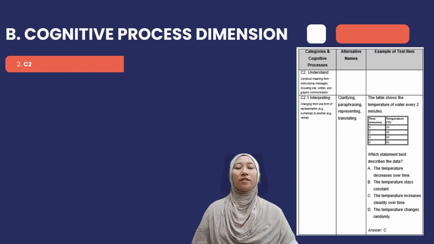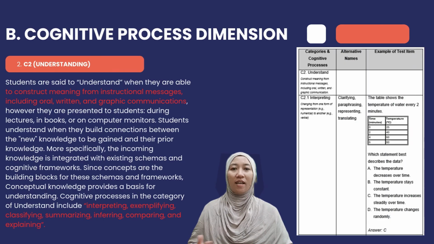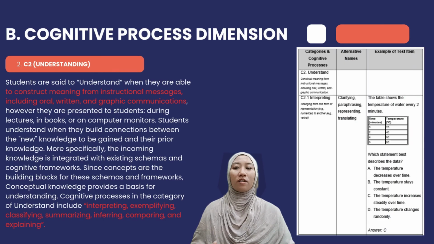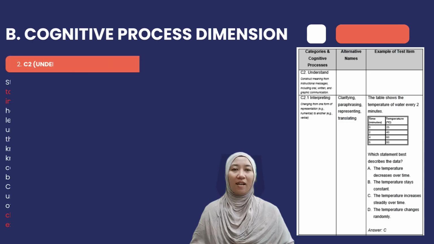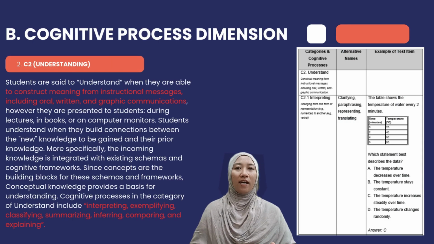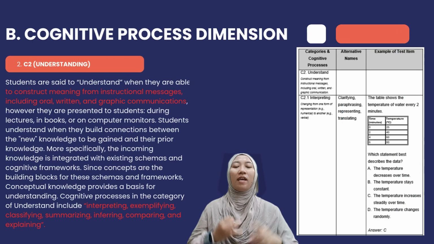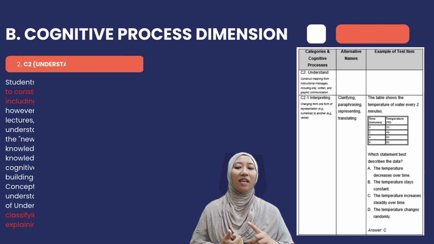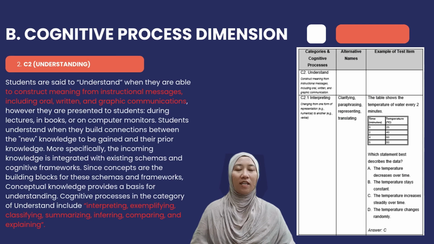Number 2 is C2, or understanding. What is understanding? Understanding is to construct meaning from instructional messages, including oral, written, and graphic information. There are sub-categories of C2, namely interpreting, exemplifying, classifying, summarizing, inferring, comparing, and explaining.